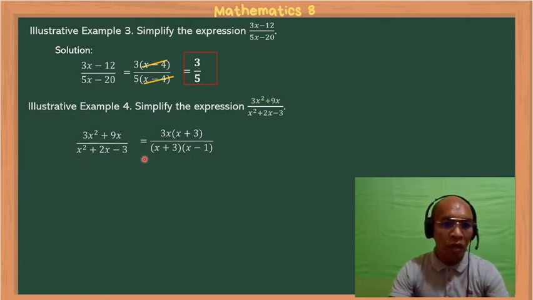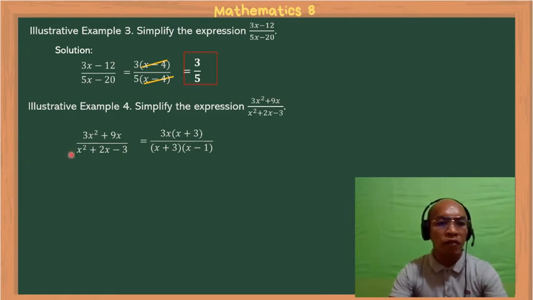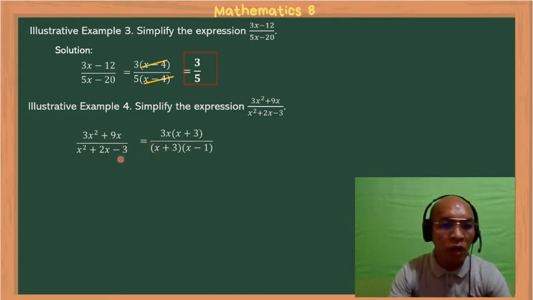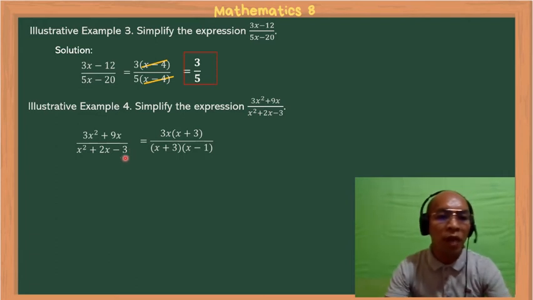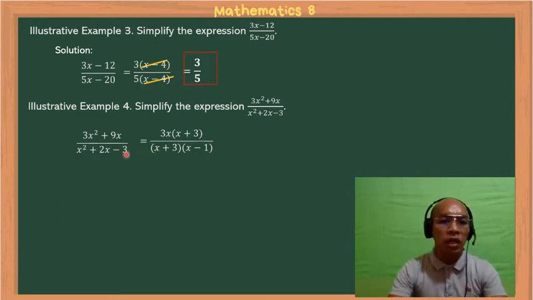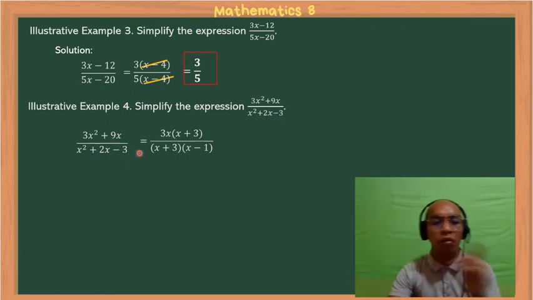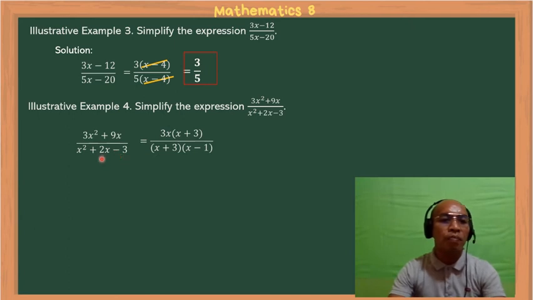Notice in our denominator, it is a quadratic trinomial. To factor a quadratic trinomial, particularly if the coefficient of the first term is positive 1, we are going to do trial and error. The first terms of the binomial factors are the factors of x squared, so this is x and x. We will be looking for two numbers such that if you multiply them, the product is equal to negative 3. Because this is negative, the factors are 1 positive and 1 negative, and the difference must be positive 2. In that case, that would be positive 3 and negative 1.